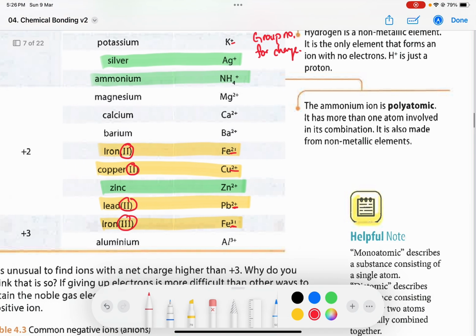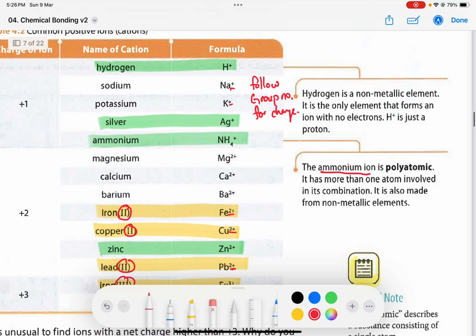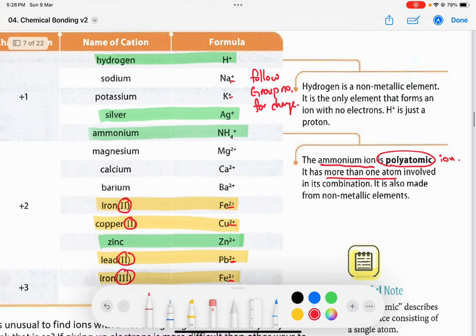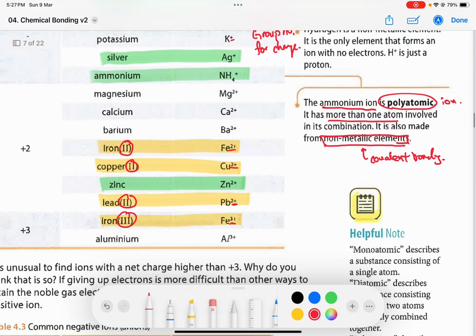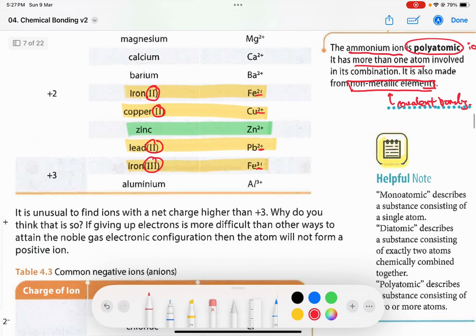Okay. Now, do note that ammonium ion is polyatomic. Polyatomic means that more than one atom is involved in its combination, and we call this ammonium ion a polyatomic ion because more than one atom forms this particular ion itself. And take note, it is from non-metallic elements, and when non-metallic elements come together, actually covalent bonding is involved. Okay, later on we'll go through a little bit more of this. Okay, next one.